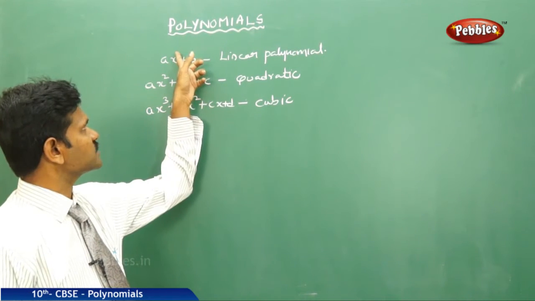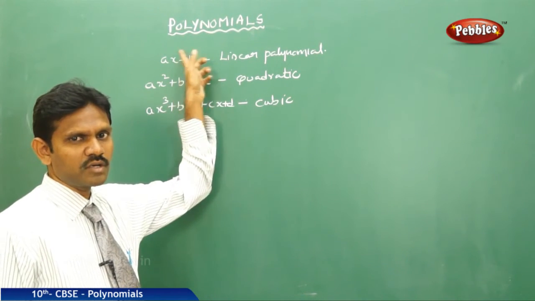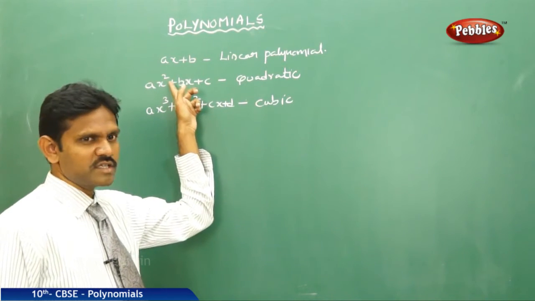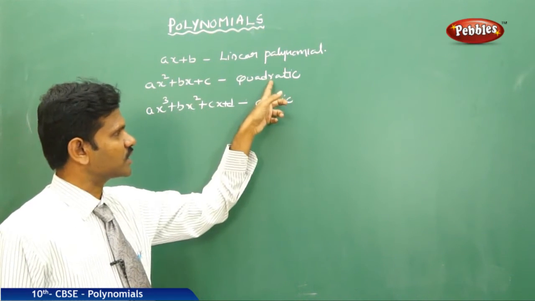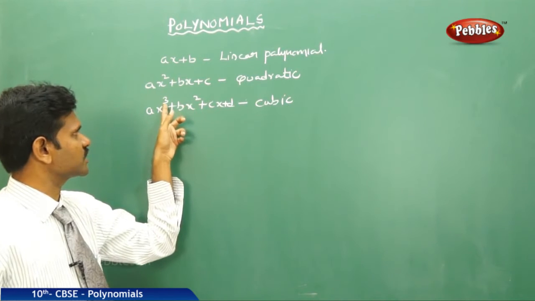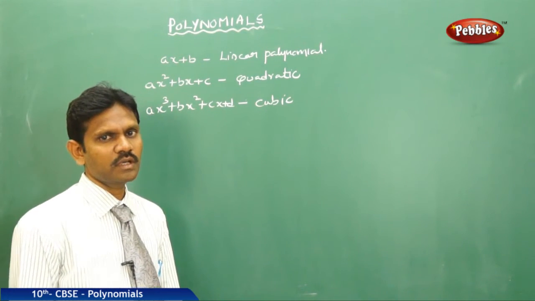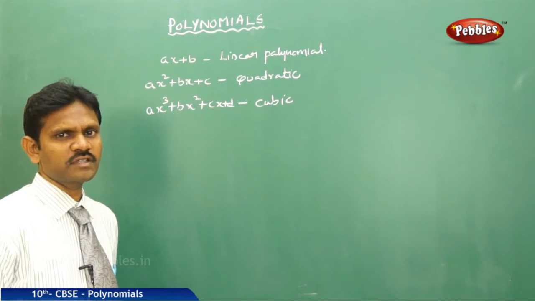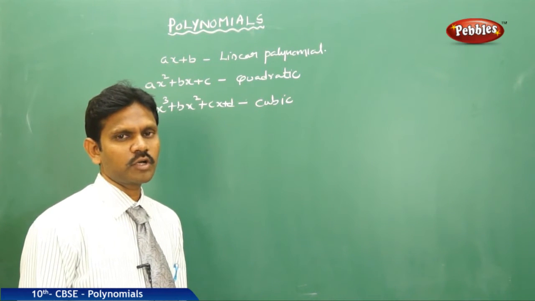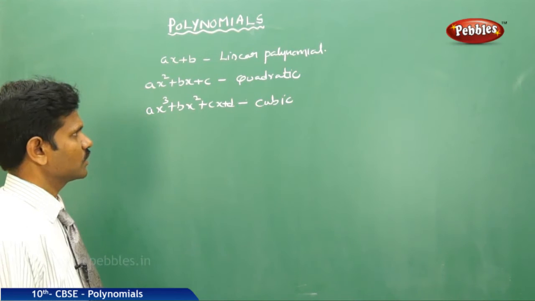If the highest degree of the variable is 1, it is called a linear polynomial. If the highest degree is 2, it is called a quadratic polynomial. If the highest degree is 3, it is called a cubic polynomial. Okay, first of all, let us discuss how to find the zeros of a quadratic polynomial.